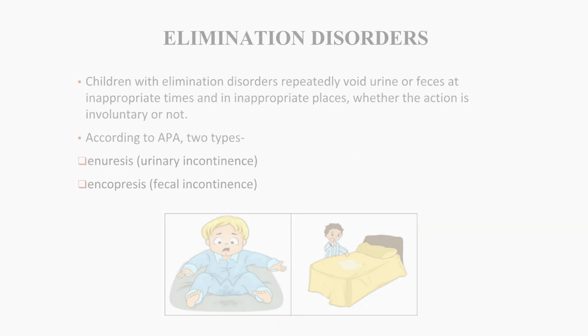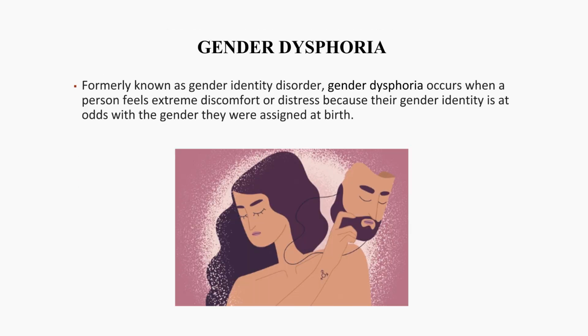Next, we will move on to the gender dysphoria. This was formerly known as gender identity disorder. Gender dysphoria occurs when a person feels extreme discomfort or distress because their gender identity is at odds with the gender they are assigned by birth.